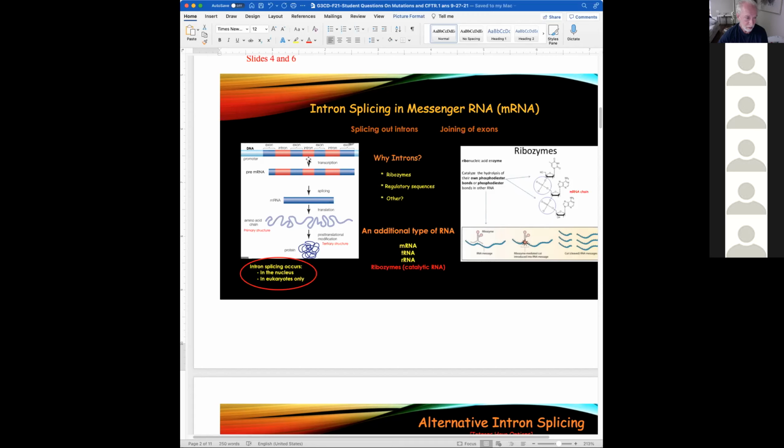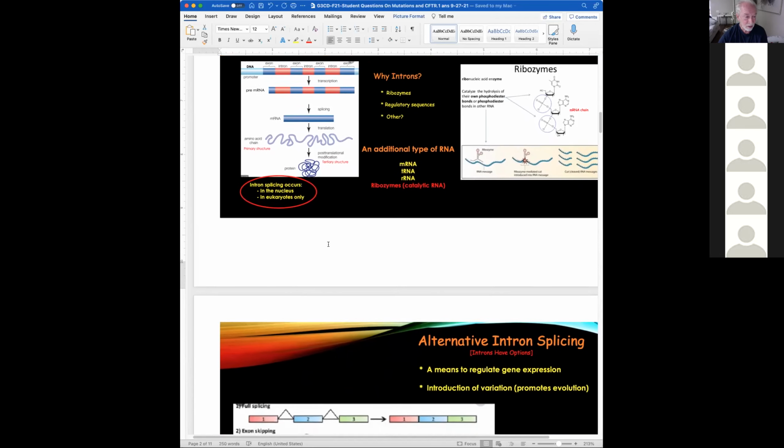So this is the process. And I've circled here something I'd like you to remember, and that is that only eukaryotes have introns. So splicing occurs only in eukaryotes, and it occurs only in the nucleus. And you remember that only eukaryotes have nuclei. And so that's the only place that splicing can occur, in the nucleus, because nuclei are unique to eukaryotes.